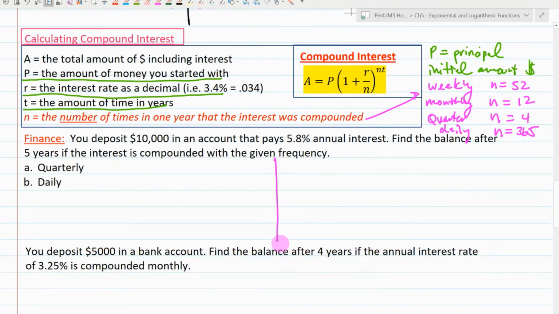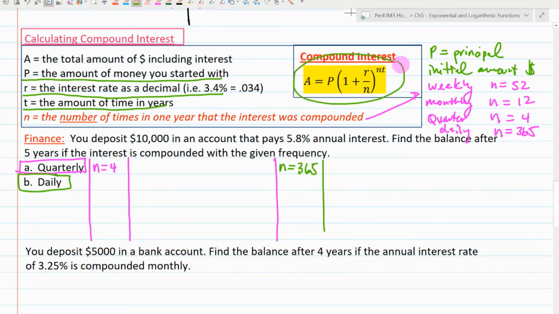So we're going to be doing part A, quarterly, and we're going to be doing part B, daily. So those things apply to N, okay? Now, we're going to use this formula.